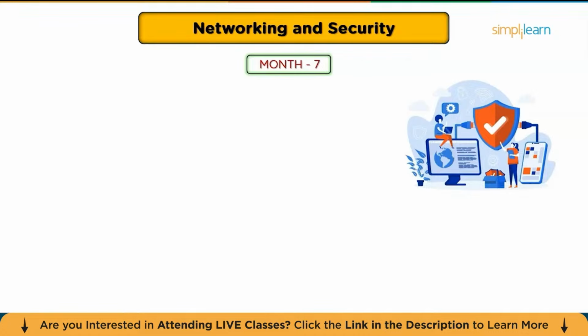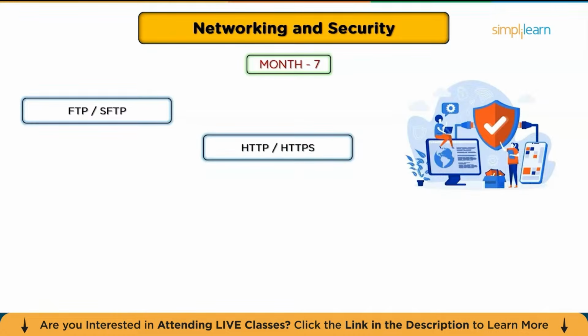So here are some of the key concepts you have to learn in networking and security. The first one is FTP, SFTP. These are protocols for transferring files securely over the network. Then there is HTTP and HTTPS. The foundation for web communication, and you should know the difference and when to use each of these. Then comes SSL, TLS. These are the encryption protocols that secure the web traffic, keeping data safe.